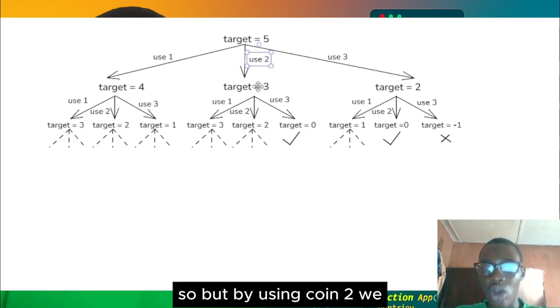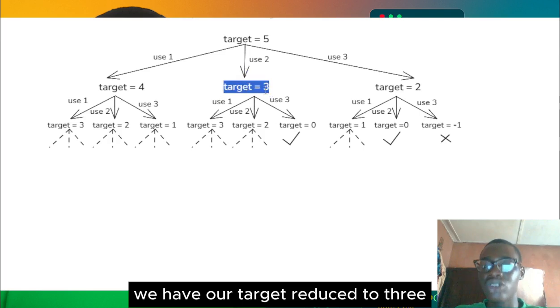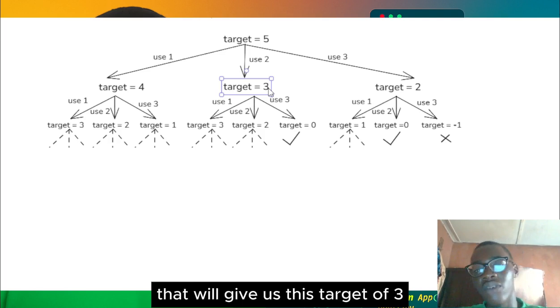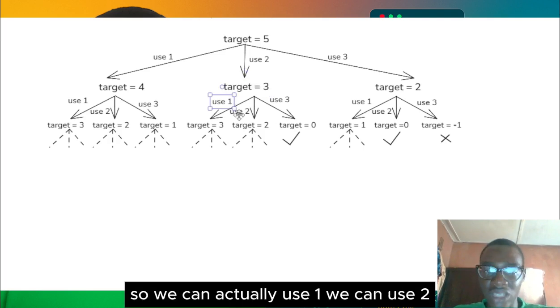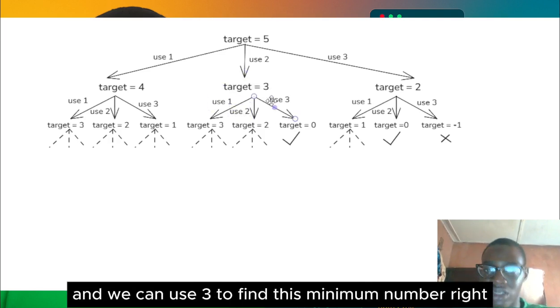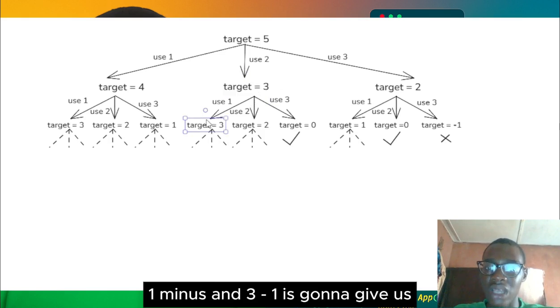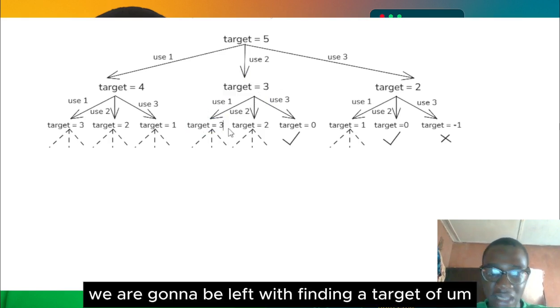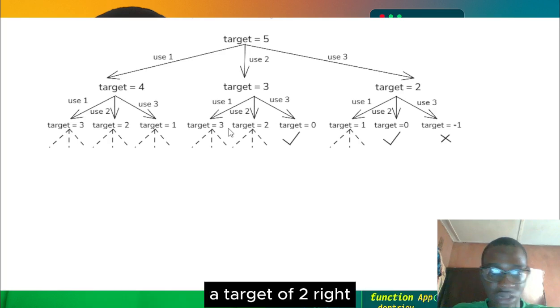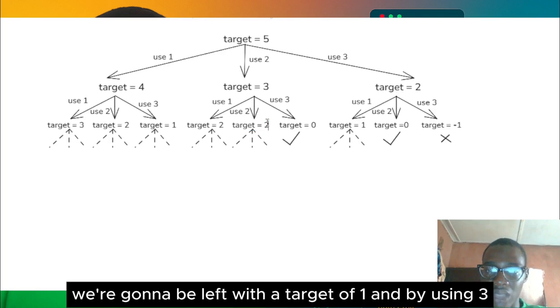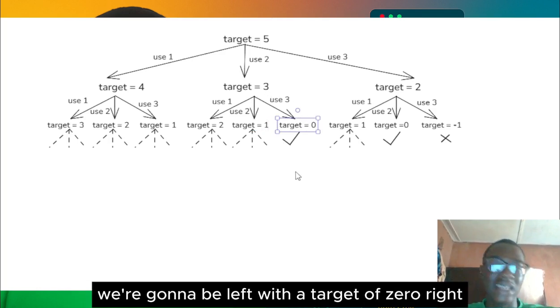But by using coin 2, we have our target reduced to 3, and what we are left with now is the minimum number of coins that will give us this target of 3. So we can use 1, we can use 2, and we can use 3 to find this minimum number, right? By using 1, 3 minus 1, we are left with finding a target of 2, right? And by using 2 we are left with a target of 1, and by using 3 we are left with a target of 0, right?